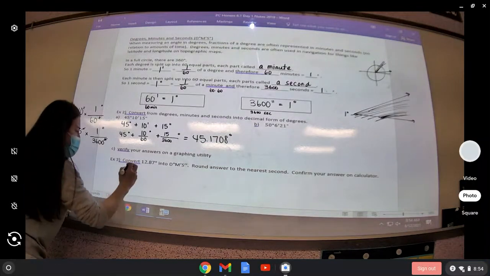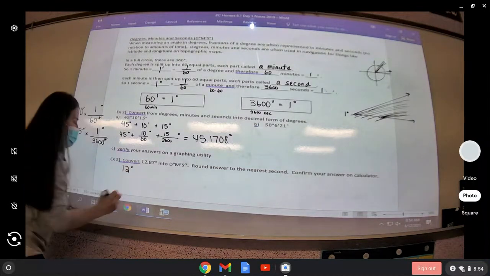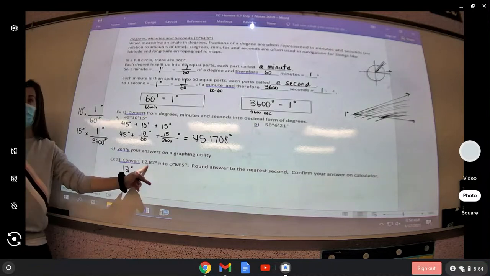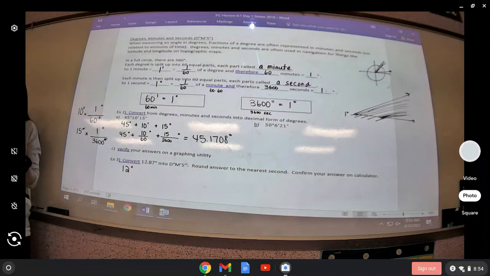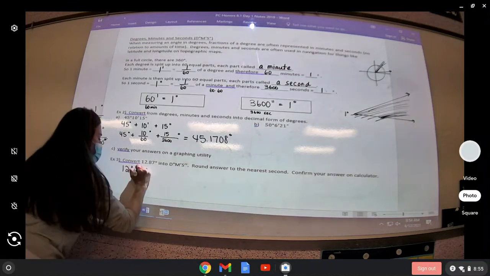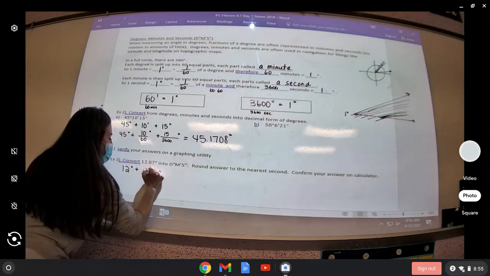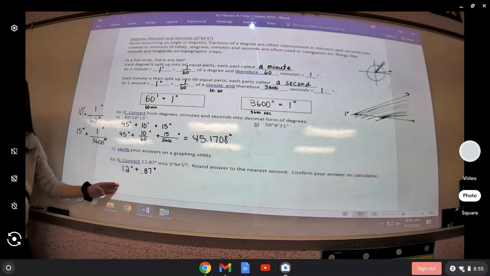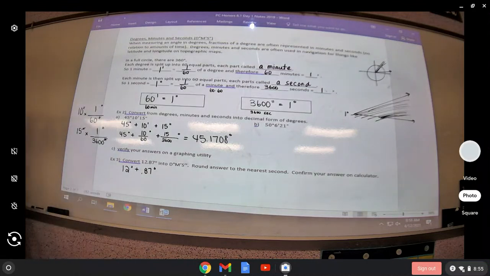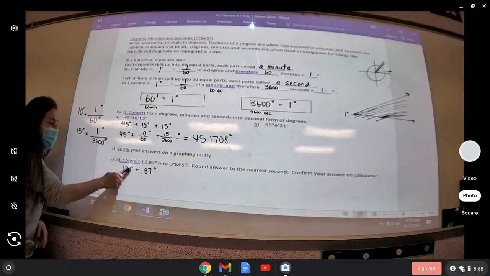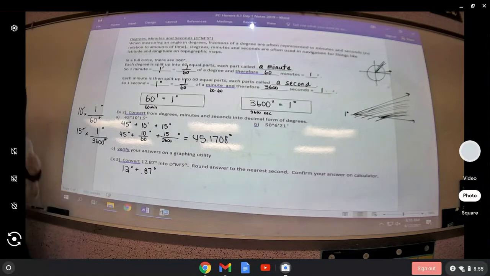All right, well, guys, think of it like this. 12 degrees is already the whole number part, right? So we already have 12 whole degrees from 12.87. Then we're going to take plus the 0.87 degrees, right? We just break it up between the whole and the decimal. The decimal is what we're going to convert to the degrees, minutes, and seconds. This will stay our degrees. The decimal part becomes our minutes and seconds.